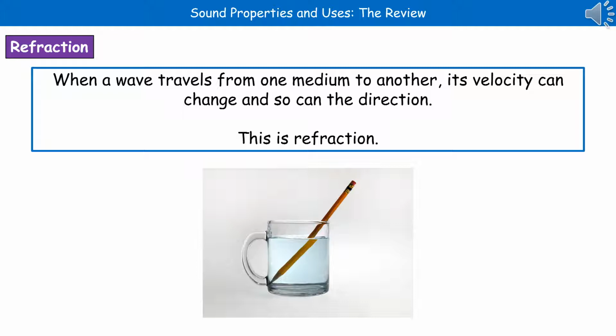So the first thing we need to understand is what happens when a wave is going from one medium to another. The first thing that could happen is something called refraction. I've given you a little picture at the bottom to demonstrate this. We can see a pencil in a glass of water, but it doesn't look like it's in line anymore. That's because we've refracted the wave. The wave is travelling from one medium, air, into another medium, water. As a result, the velocity and the direction have changed to give us a different image.